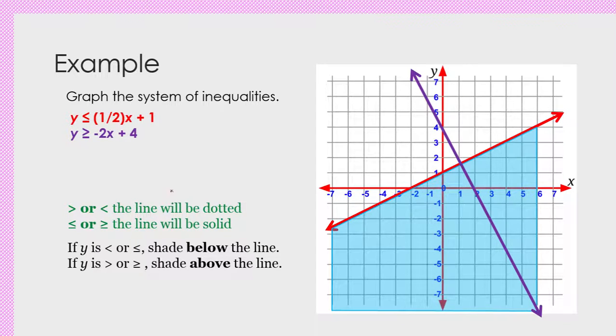Next inequality is y is greater than or equal to negative 2x plus 4. That is again solid, and this time it is greater than, so we are going to shade above. So where they intersect is the green region. That is the solutions.